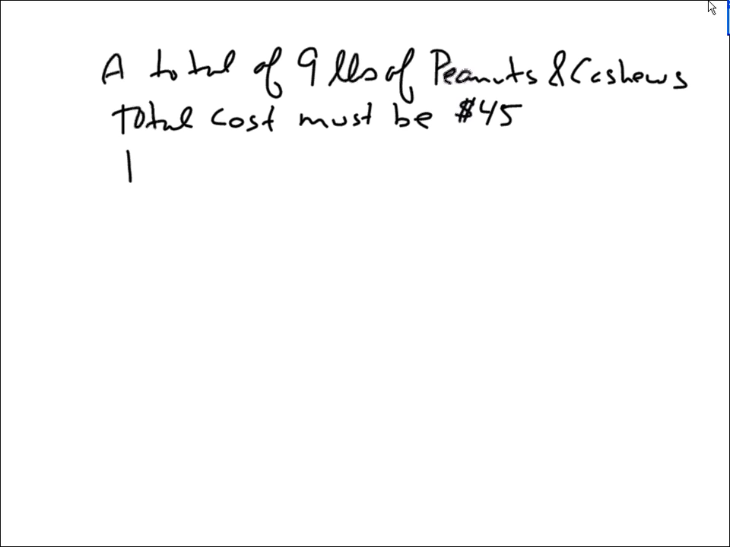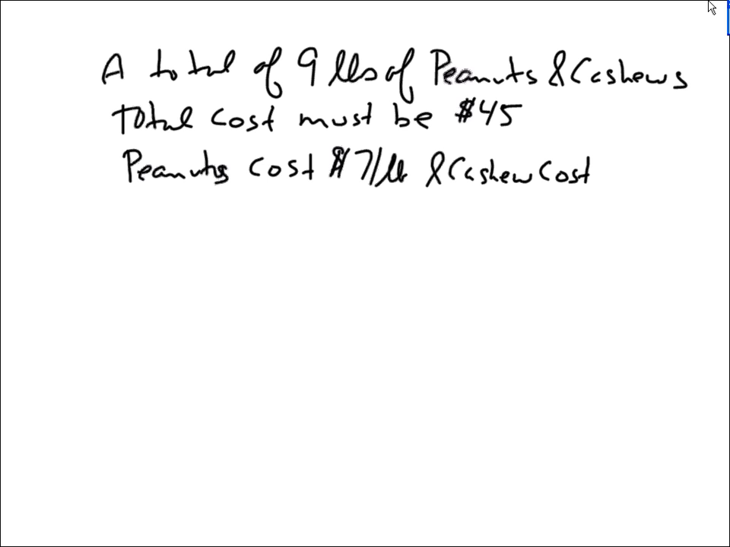And this time, the peanuts cost $7 a pound. They went up. And the cashews, they went down. $4 a pound. Okay, let's play games with the prices. Question is, how many pounds of peanuts do you buy? How many pounds of cashews do you buy?